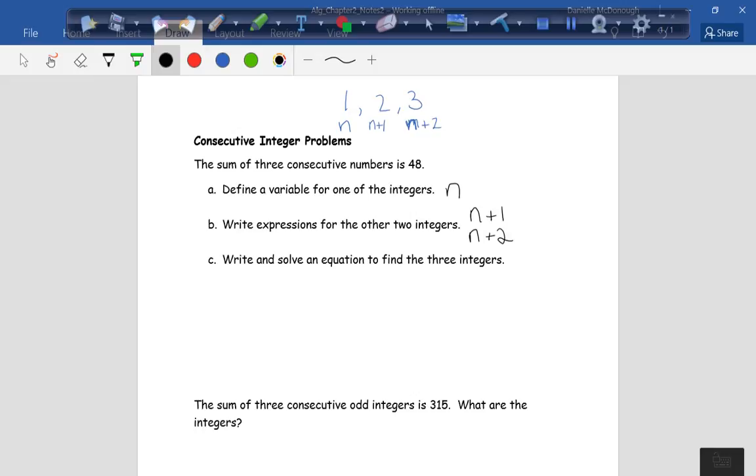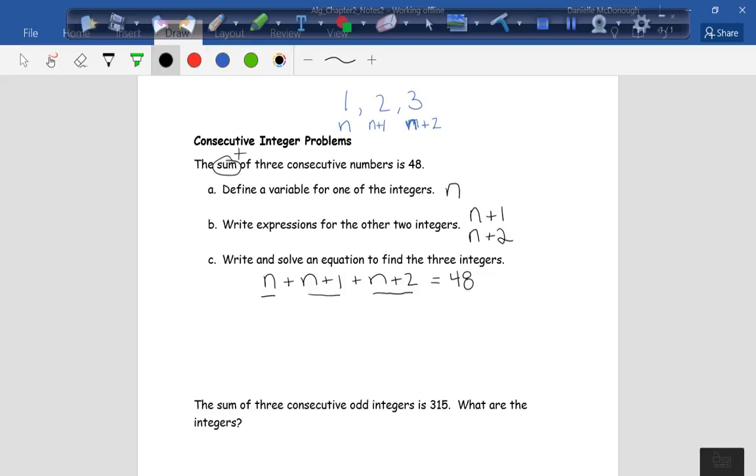Okay? And so the last piece here, now it says write and solve an equation to find the 3 integers. So remember the sum is the answer to an addition problem. And so it's going to be n plus n plus 1 plus n plus 2. Here's my first integer, my second integer, and my third integer. And the sum of those together is equal to 48.